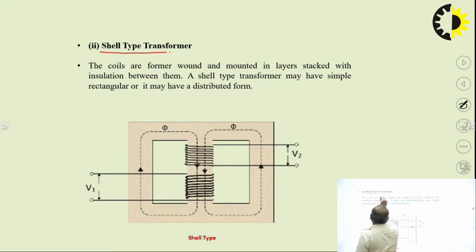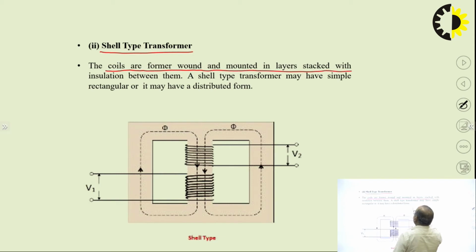This is again on the basis of constructional feature of a transformer. In this, what is there? The coils, that means primary and secondary coils, are formed, wound and mounted in layers stacked with the insulation between them. A shell type transformer may have a simple rectangular or a distributed form.